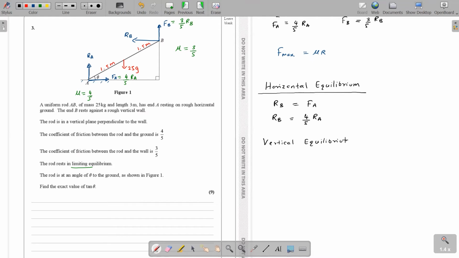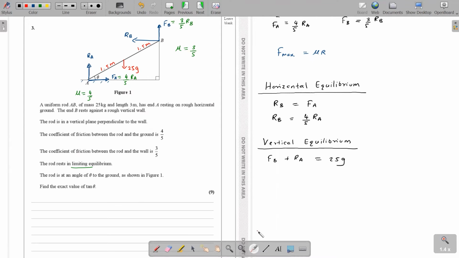We will also perform vertical equilibrium. Up equals down. The friction at B is upwards, plus the normal reaction at A is also upwards, and that is equal to the weight, 25G.